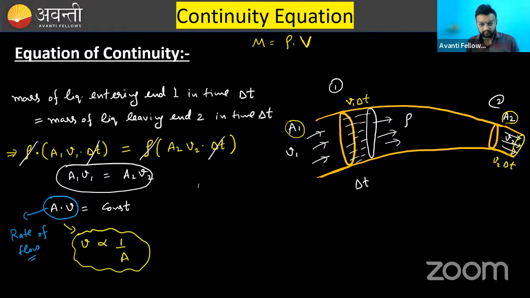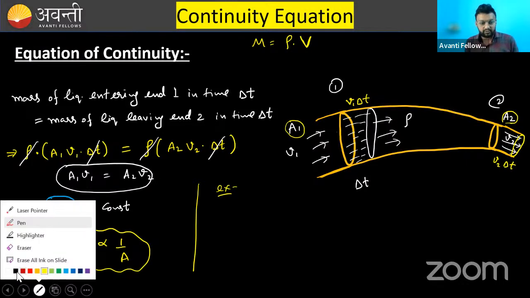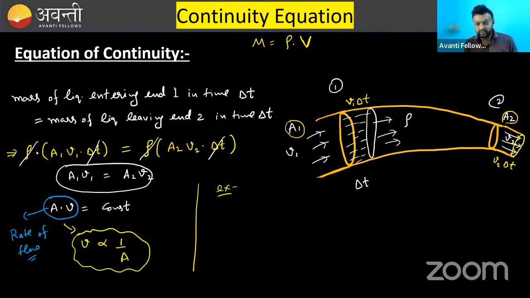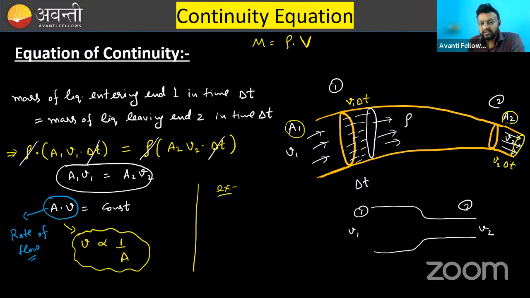For example, if I ask you, if this is a tube in which liquid is flowing in a streamline flow, this is end 1, this is end 2. Here the velocity is v1, here the velocity is v2. So what is the relation between v1 and v2?